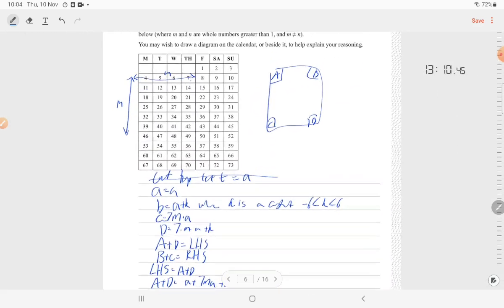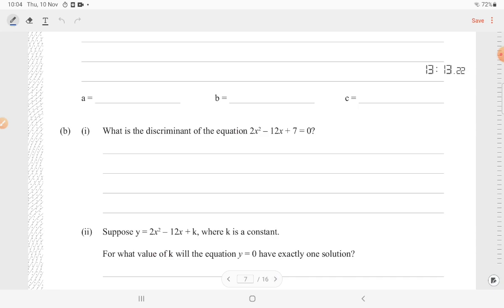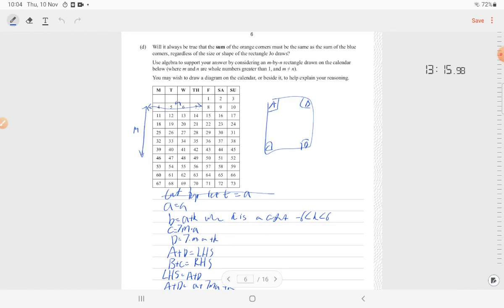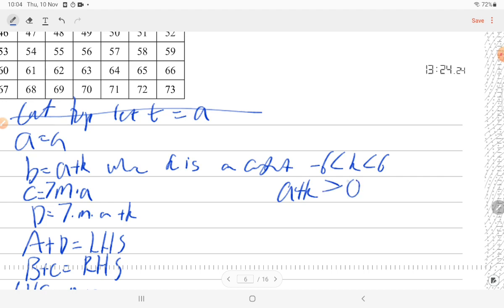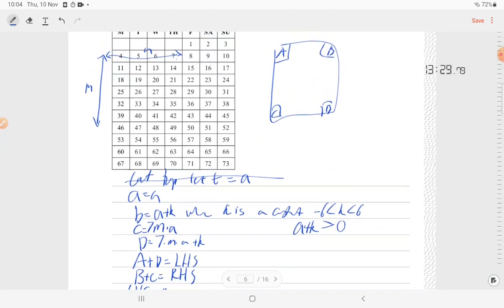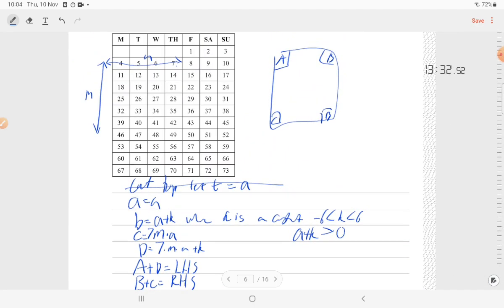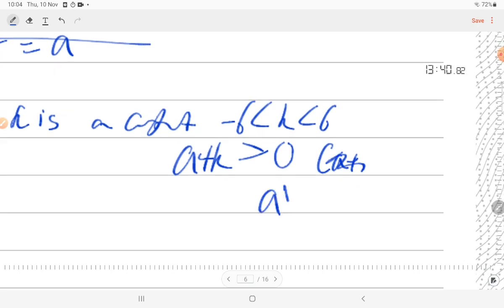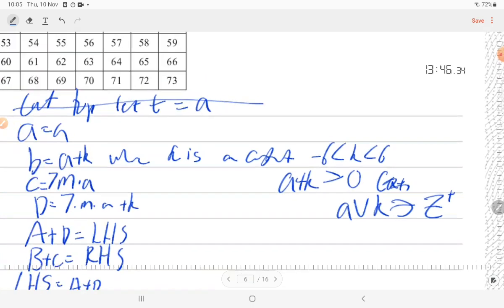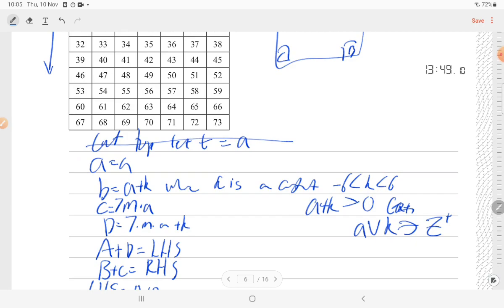This is such a weird question. This is so weird. Do I need to have said the restriction? A plus k, oh, it must be greater than 0. And a and k are an element of the reals. Right, was that real? I forgot.